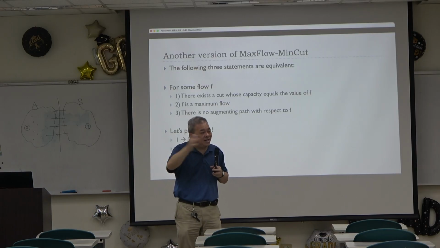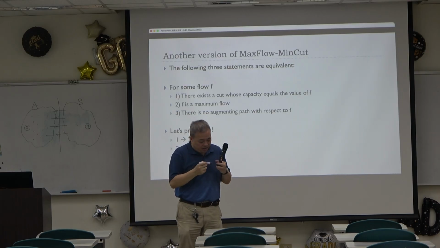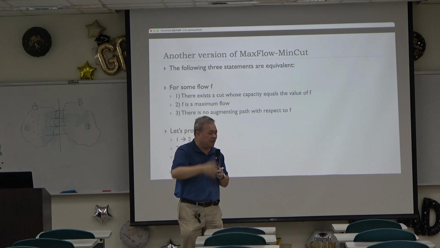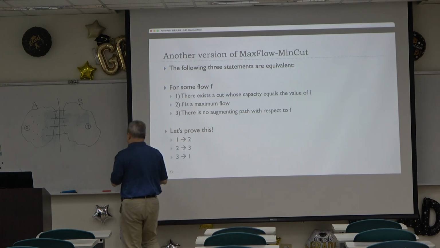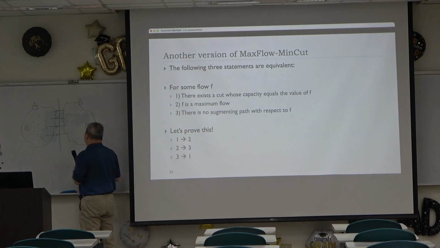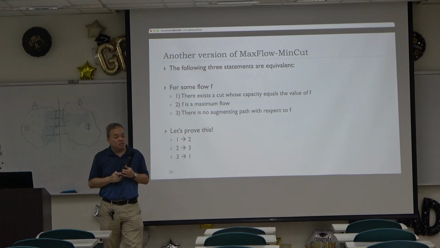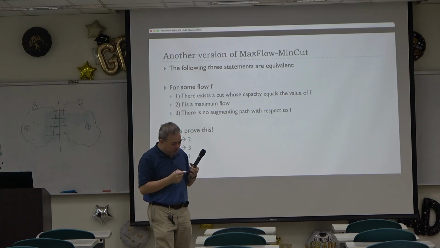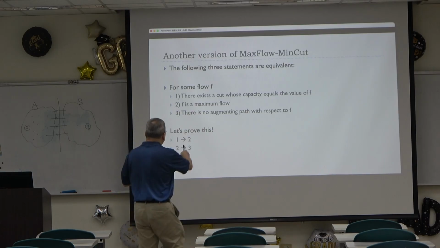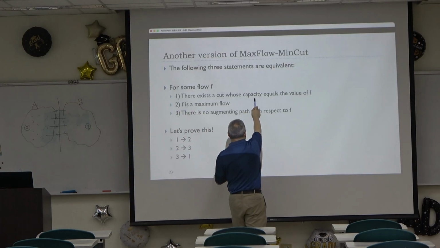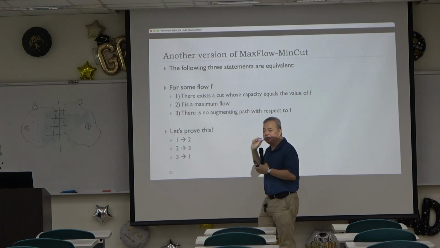If there's still capacity left, you can take advantage of that. But if you cannot, that means you already used all the capacity. So that forces the capacity to be the same as the total amount of flow received at the node T. So this is going to be the cut whose capacity equals the value of F.